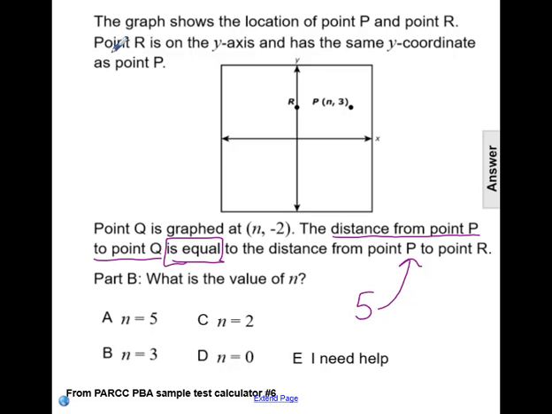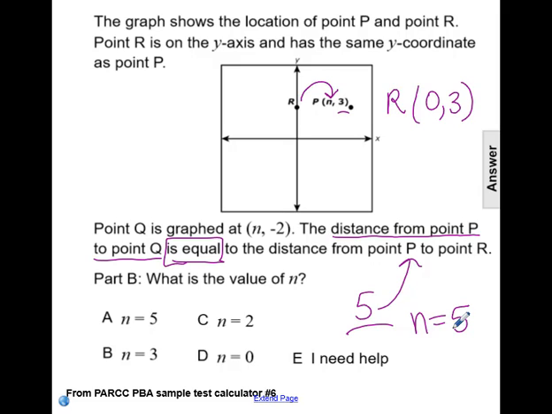Now we're also told that point R is on the y-axis, so that means point R is going to have 0 as an x-coordinate, and it says it has the same y-coordinate as point P, which is 3. So point R is (0, 3), and we know the distance from point R to point P is 5. So if they're at this same y-coordinate of 3, we have to go from 0 to an x-coordinate of n with a distance of 5. So that is going to make n equal 5.